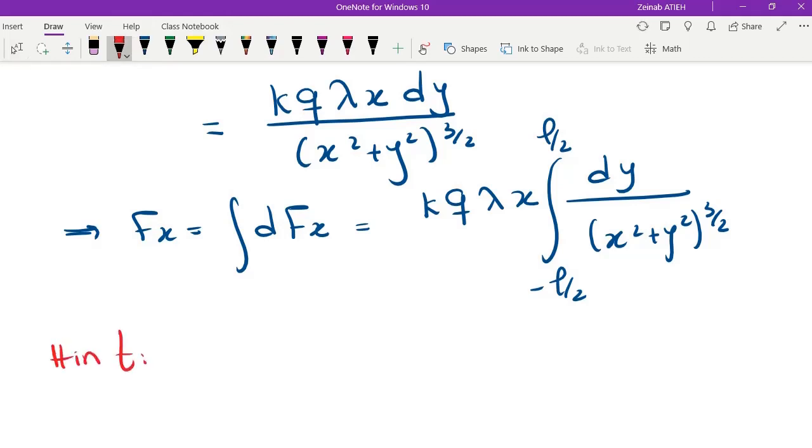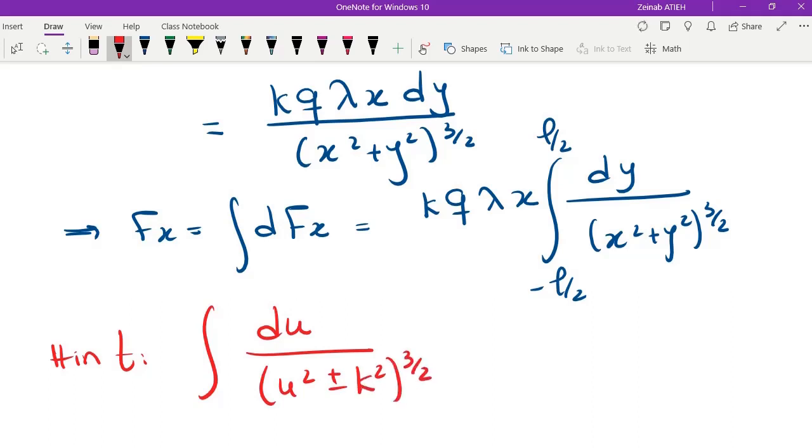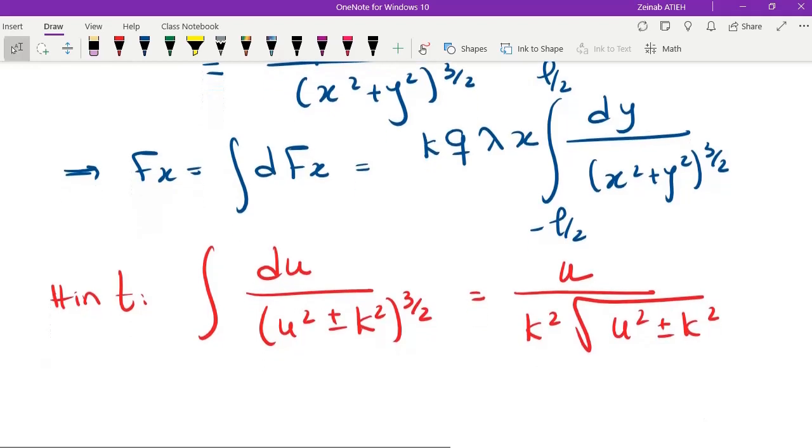Every time you see an integral of a variable over (u squared plus or minus constant squared) to the power 3 over 2, its solution will be the variable over the constant squared, that is k squared radical (u squared plus or minus k squared). So this is the answer of this integral. You have to memorize it. So I will use this result to find f of x.